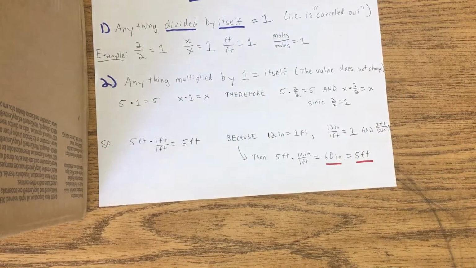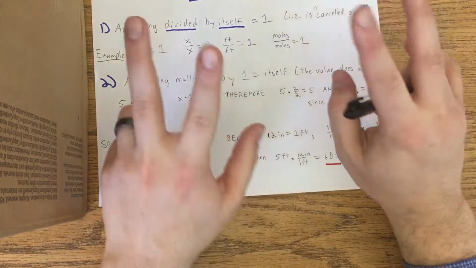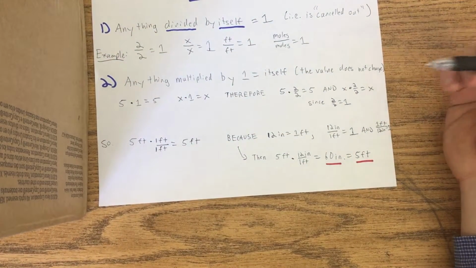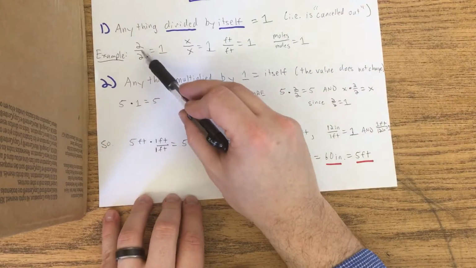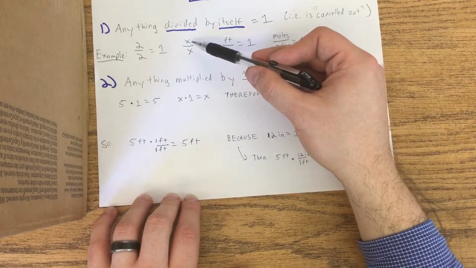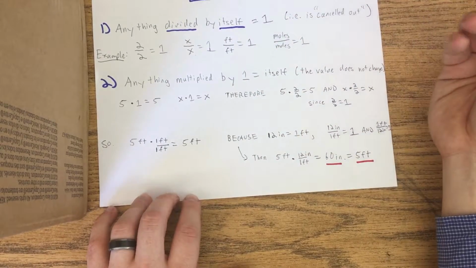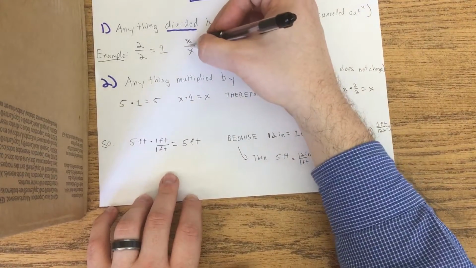So let me walk you through the concepts that are required for this mathematically. There are only 2 main concepts that you need to know. One is that anything divided by itself is 1, and we consider that to be canceled out of our work. So for example, if we take 2 divided by 2, we know that's equal to 1. In the same way, if we take a variable and divide it by itself, such as x divided by x, that's also equal to 1, and we know that intuitively. This x would cancel out.